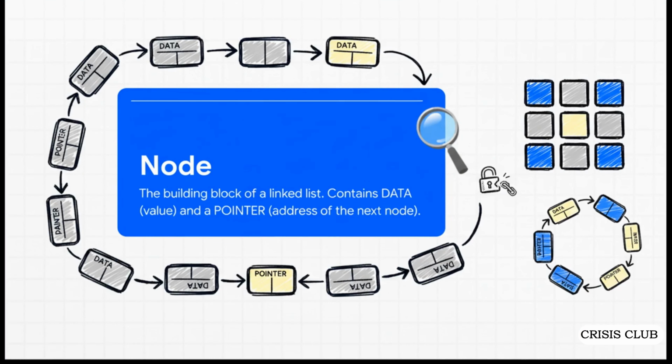Okay, so the absolute heart of a linked list is this thing called a node. Just picture a little container, and it has two jobs. First, it holds your actual data. You know, a number, a name, a song title, whatever. But the second part, this is the real magic. It holds a pointer. And a pointer is really just an arrow, a signpost, that tells you the exact memory address of the next node in the sequence.